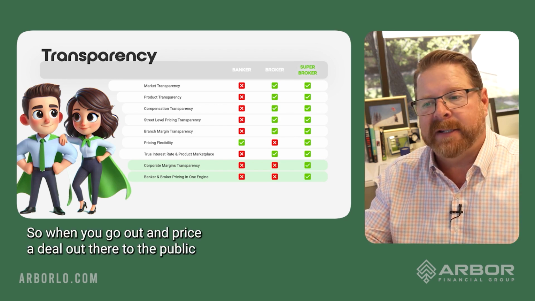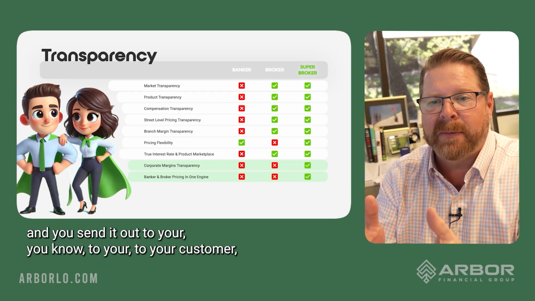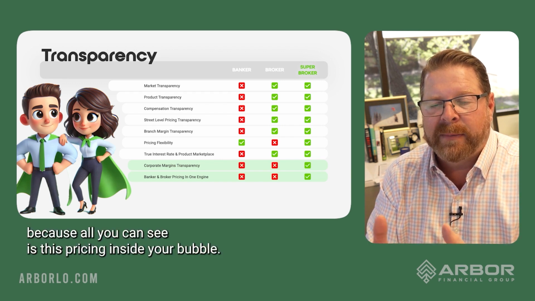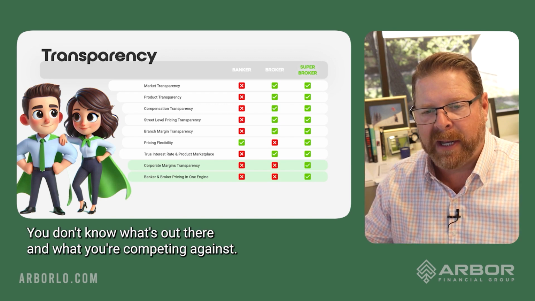So when you go out and price a deal to the public and you send it to your customer, you're just holding your breath, because all you can see is this pricing inside your bubble. You don't know what's out there and what you're competing against.